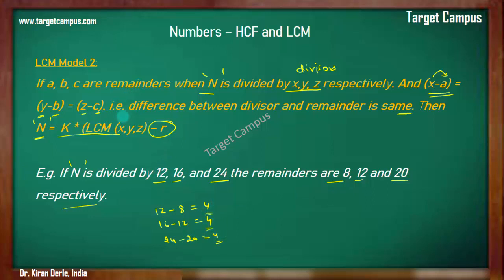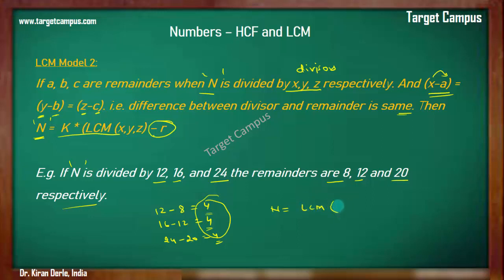So we are getting a constant difference. This is equal. This is equal. 12 minus 8 is equal to 16 minus 12 is equal to 24 minus 20. I hope this is clear. So whenever the differences are equal, the format of n would go like this.